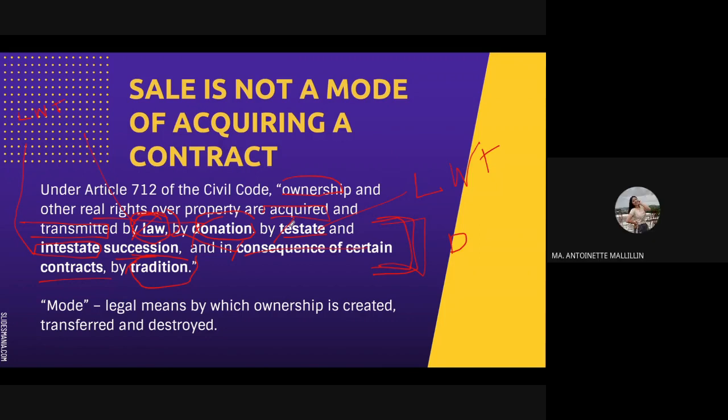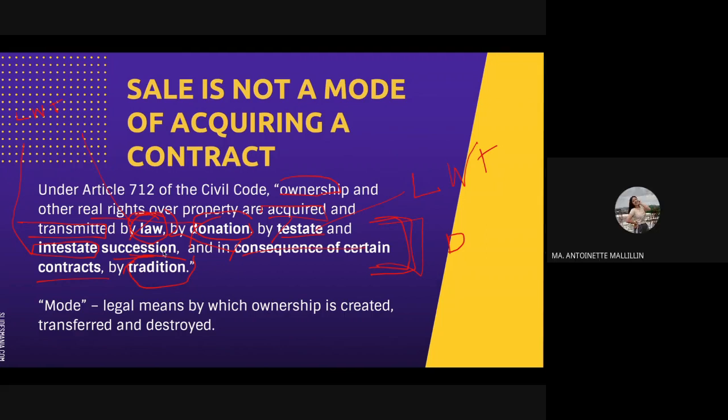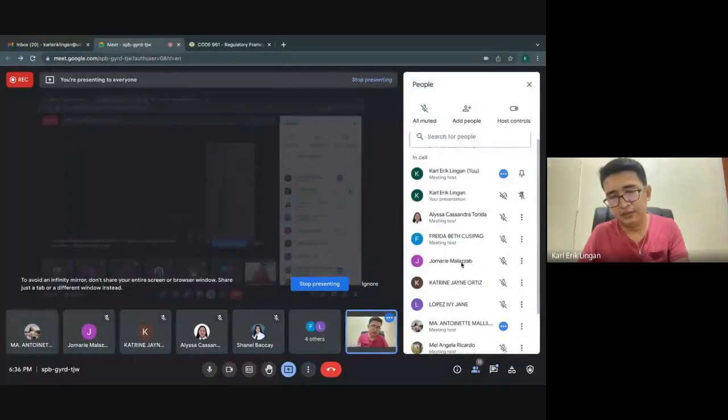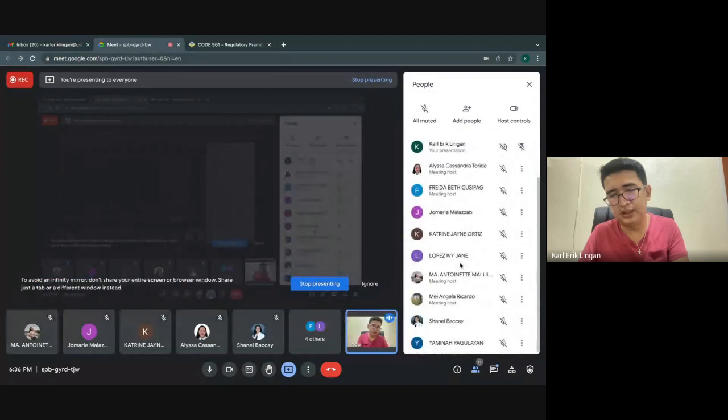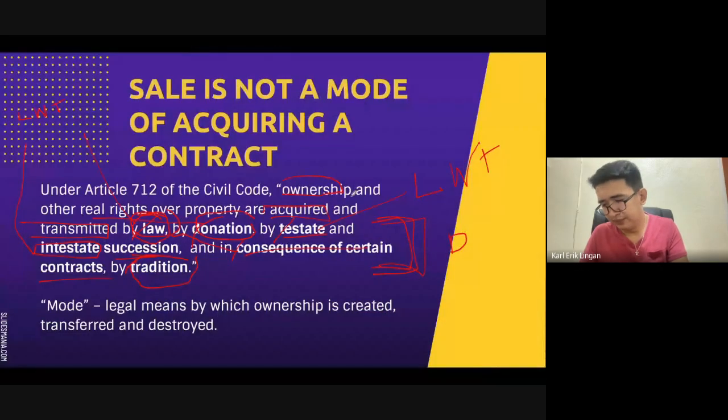Sir, by law po, by donation or by testate? No. Pili ka lang dyan sa isa. Yung nakabod, pili ka lang dyan. Okay, last. Miss May Angela Ricardo. Hello, sir. Hello.